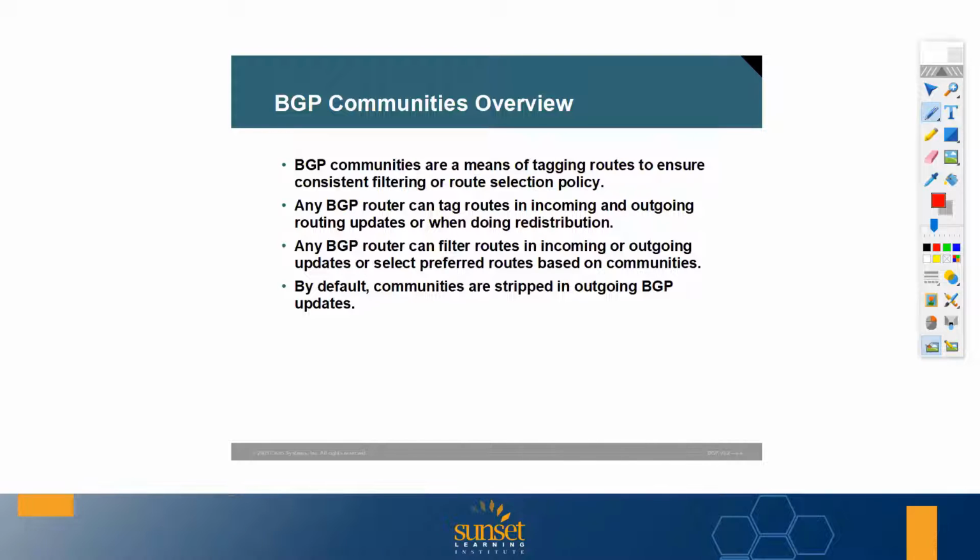Okay. They show any BGP router can tag these routes on both incoming and outgoing updates, or when you're doing redistribution from things like OSPF into BGP, or if you're doing things like a redistribute connected, for instance, into BGP. They show all the BGP routers can actually filter routes based off of those incoming and outgoing updates.